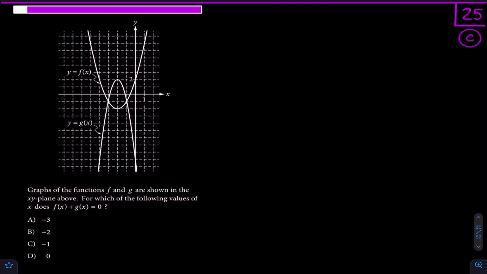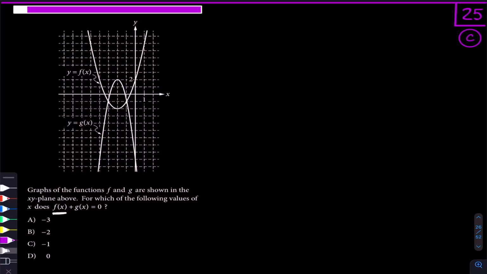So moving on to problem 25. This is the last problem for a set of 5, and this one's almost just as quick as the last one. This problem says graphs of the functions f and g are shown in the xy plane above. For which of the following values of x does f of x plus g of x equal 0? So what does this notation mean again? I think a lot of people can get caught up with this. f of x is talking about the y value of the f graph. The graph of f is this one right here, and the graph of g is this one right here.